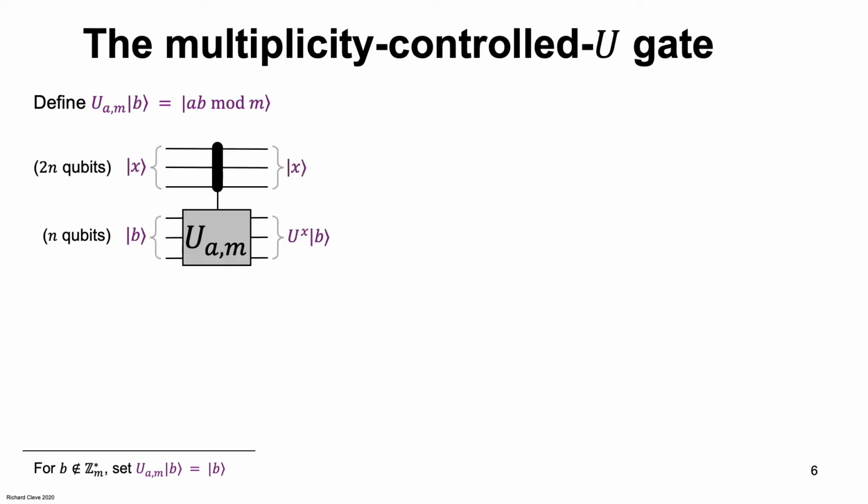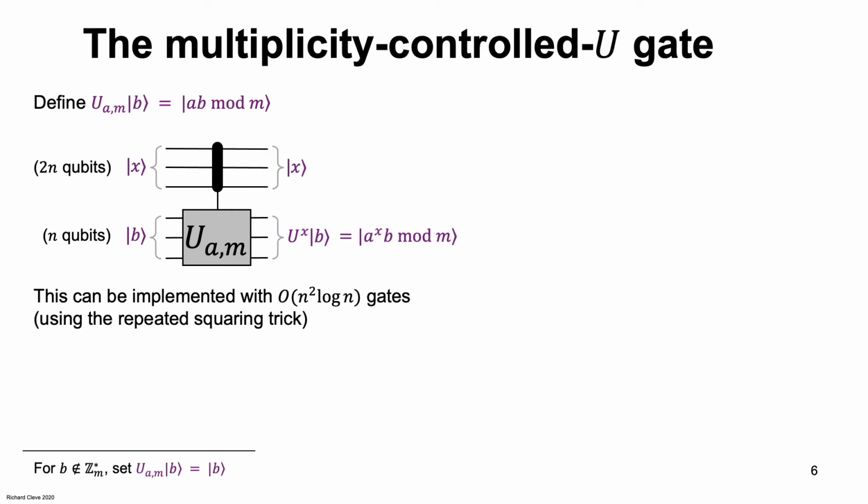Here's a multiplicity-controlled U gate with 2n control qubits. For a 2n-bit integer x, the gate maps ket x ket b to ket x, U to the x, ket b. That is, U gets applied x times. Of course, that's equal to the ket of a to the x times b. Can we compute this efficiently? Yes, we can of course use the repeated squaring trick for the exponentiation. The number of gates is order n squared log n.